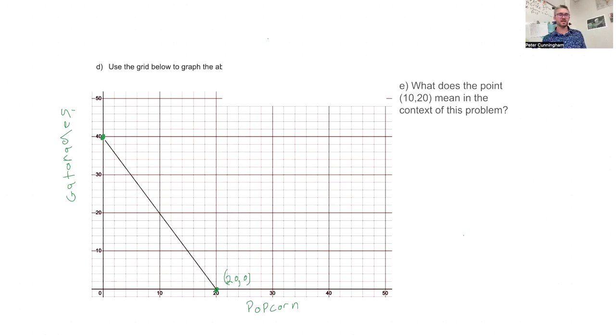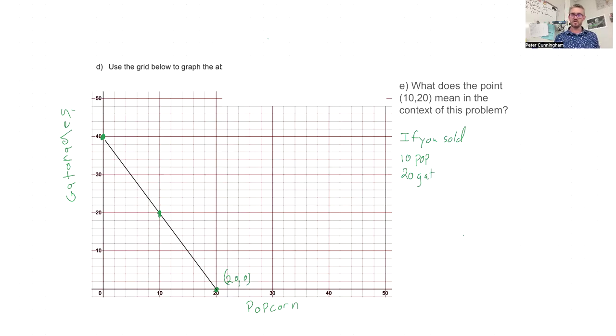Everything on that line represents what happens if you actually mix and match what you're selling. Like, for example, I added this question. What does the point (10, 20) mean in the context of this problem? (10, 20) means you would sell 10 popcorns and 20 Gatorades. If you sold 10 popcorns and 20 Gatorades, we would make that $60.